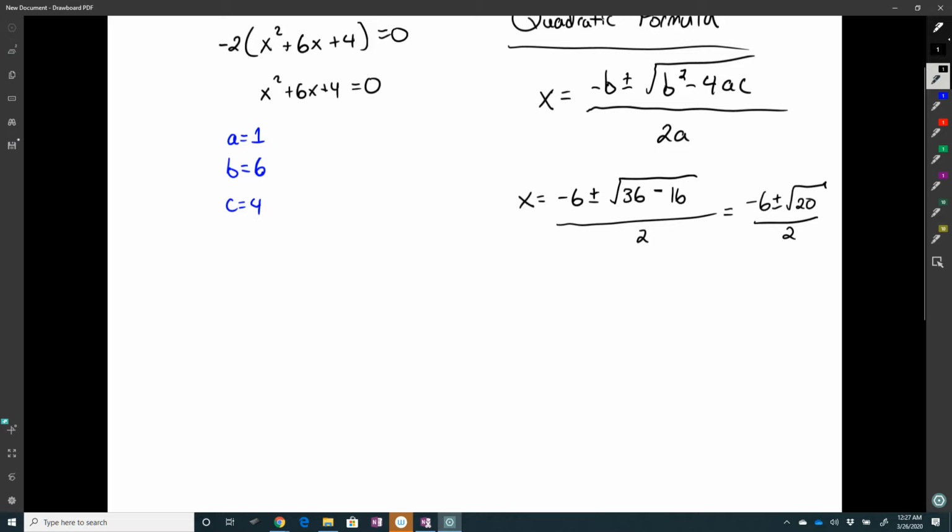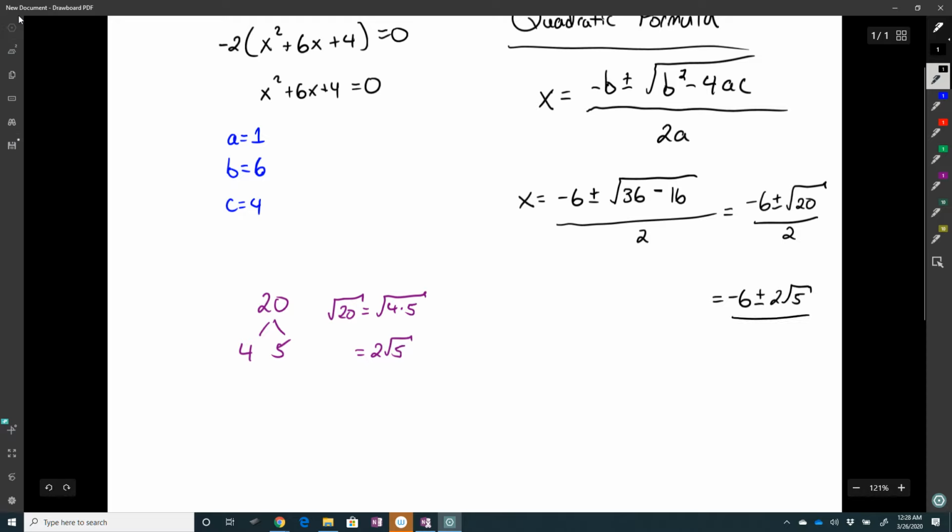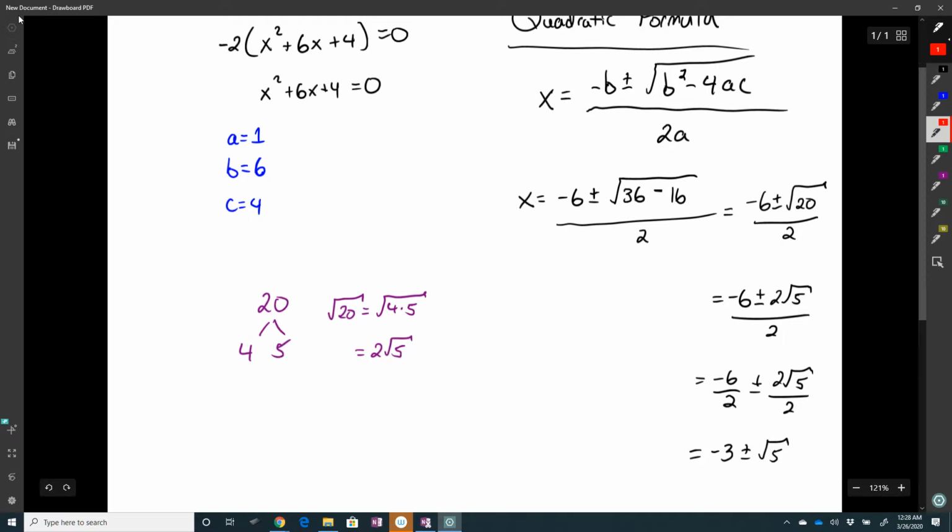So we try to do some work here. On the side, I know that 20 is 4 times 5. So that means that square root of 20 is square root of 4 times 5. But the square root of 4 is 2, and the 5 is stuck underneath. So this is negative 6 plus or minus 2 square root of 5 over 2. Divide each one by 2. And notice we get the exact same answer that we did on the other page. Negative 3 plus or minus square root of 5.